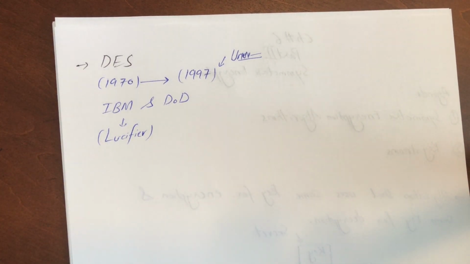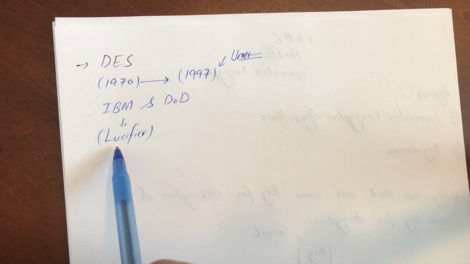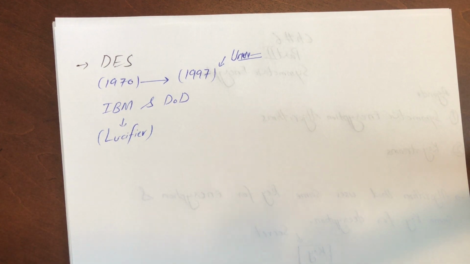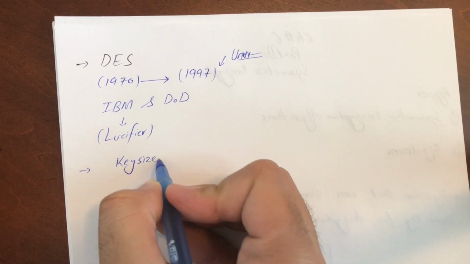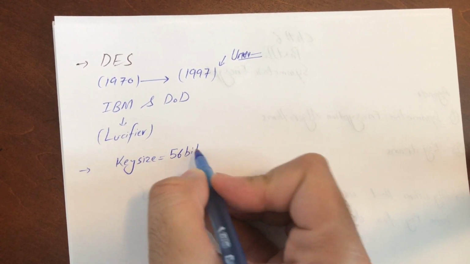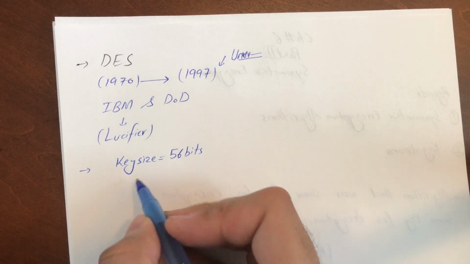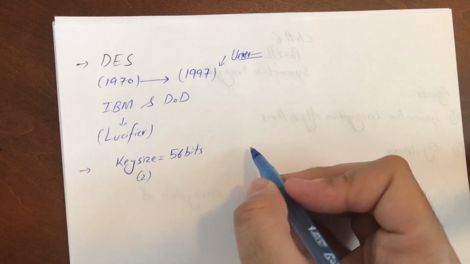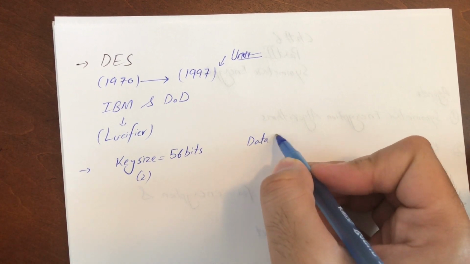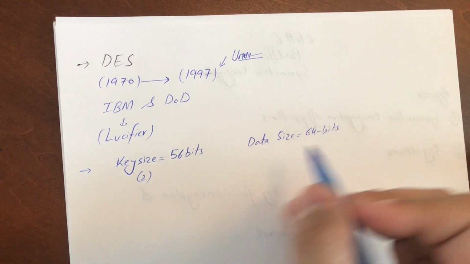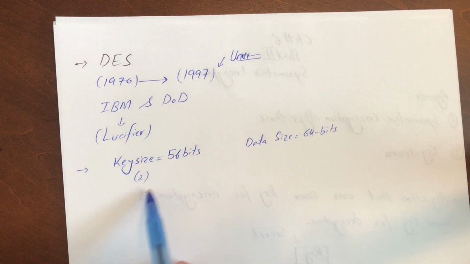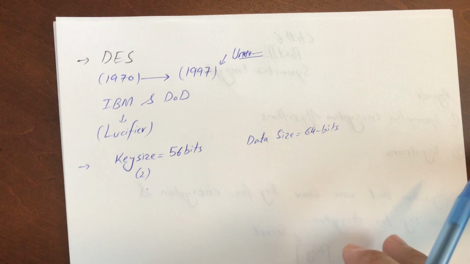Lucifer was designed back in 1966. It used to be a very robust algorithm and very complex as well. DES is basically a simplified form of Lucifer. The key size of DES is 56-bit, and we use two main keys in DES. Each key size is 56-bit, and the data block size is 64-bit. So at a time it uses a 56-bit key and encrypts 64 bits of data.